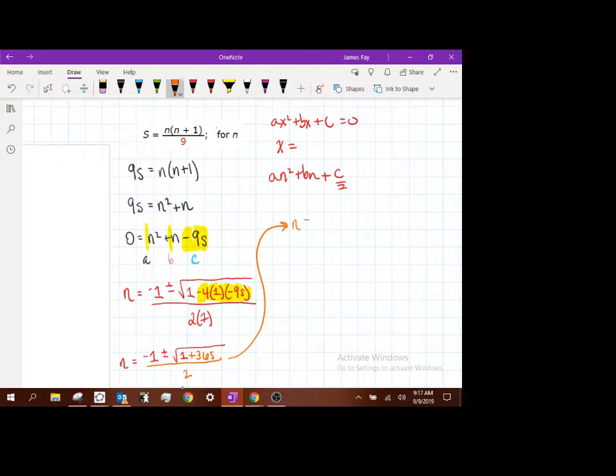However, WebAssign does not have a button for plus or minus. So you guys type in -1 plus 1 plus 36s all over 2. And then you've got to do -1 minus 1 plus 36s all over 2.